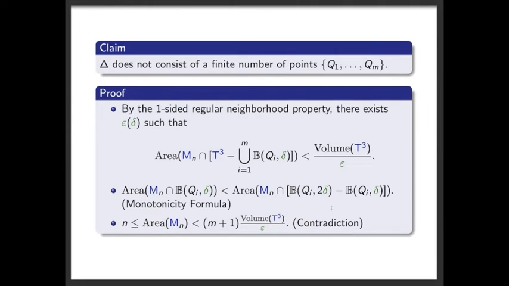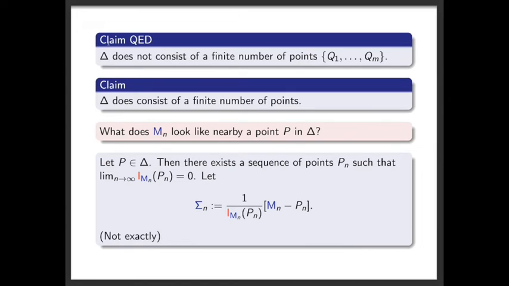So the interesting case is to prove that the number of singular points does not go to infinity. We have already proven that Delta does not consist of a finite number of points. Now we're going to prove that it must consist of a finite number of points, and these two things will contradict each other.